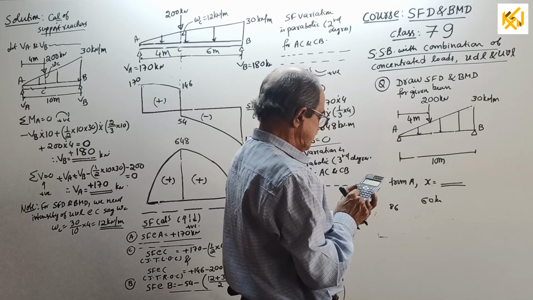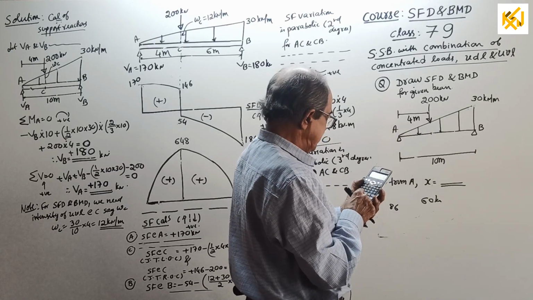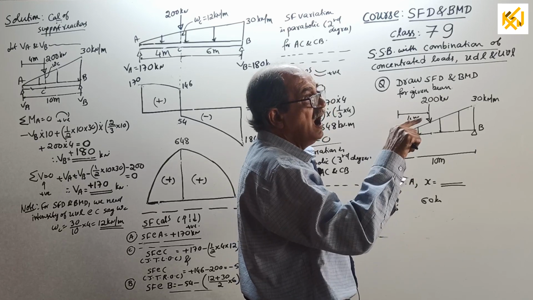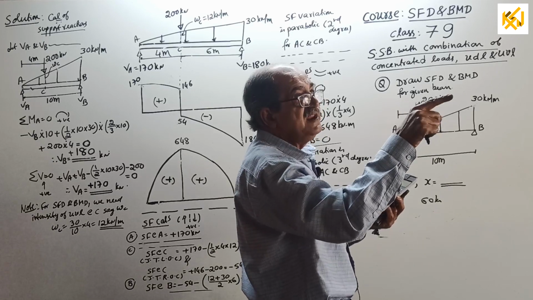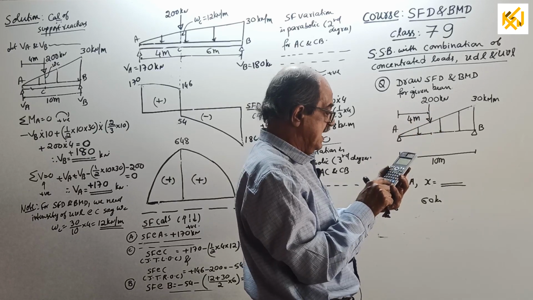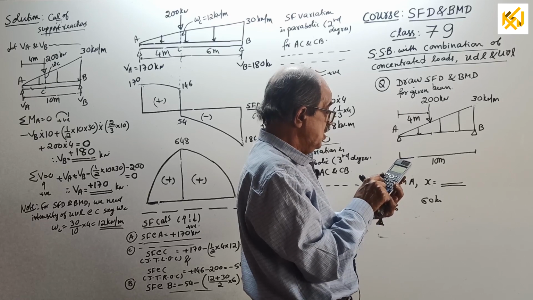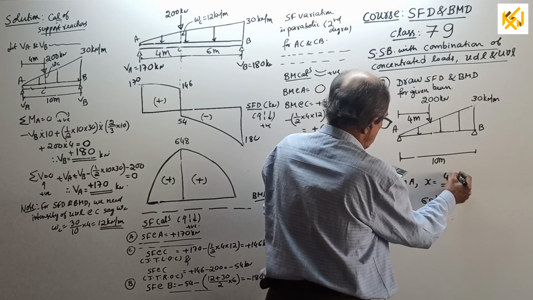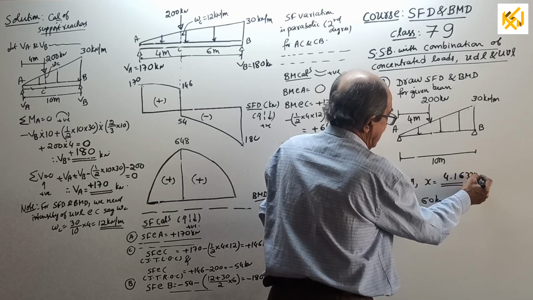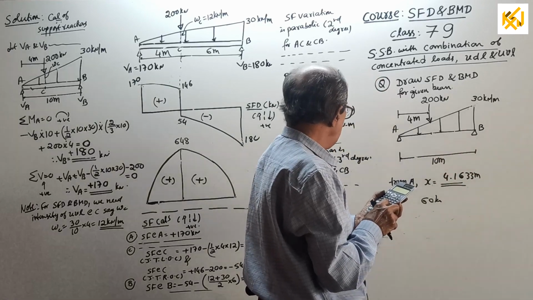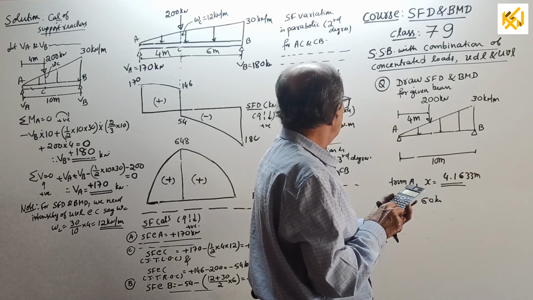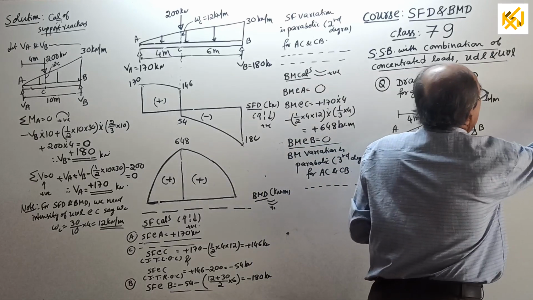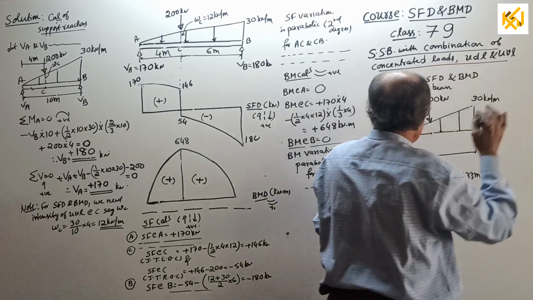So 86 minus 60 is 26, equal to half into x into 3x, divided by 1.5, and the root of the answer will give x equal to 4.1633 meter. I'll check once again before concluding the class. Because I don't want any mistake, I note down the load here; it is 60 kilonewton. Okay. I'll note down the load there.